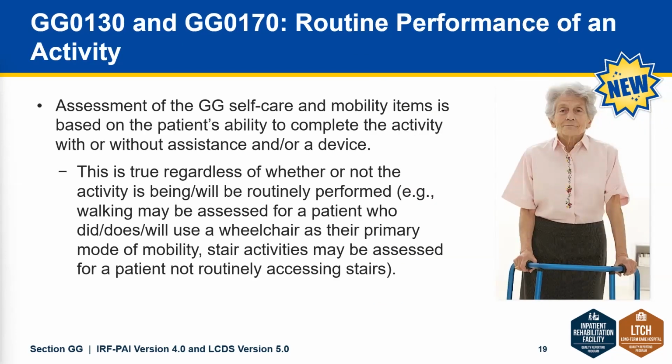Slide 19 describes new guidance that states we should be assessing the GG0130 and GG0170 items based on the patient's performance of the activity. This is true regardless of whether or not the activity is being or will be routinely performed. For example, if we have a patient who we are sending home from a facility with the recommendation that they do not ambulate, but while in the facility they are able to safely ambulate with our assistance, then we code the item based on the type and amount of assistance they need to complete the activity. We would not want to use one of the activity not attempted codes just because they will not be performing the activity once they leave the facility.